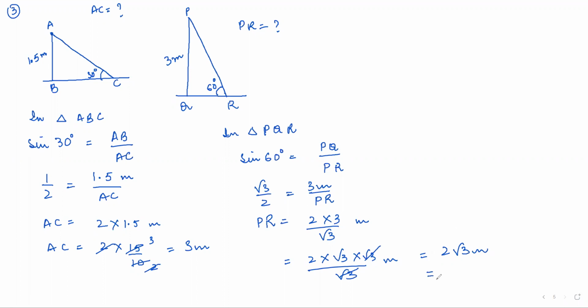You can put the value of under root 3 if you wish. So 2 into 1.732 meters. So it will be 3.464 meters.